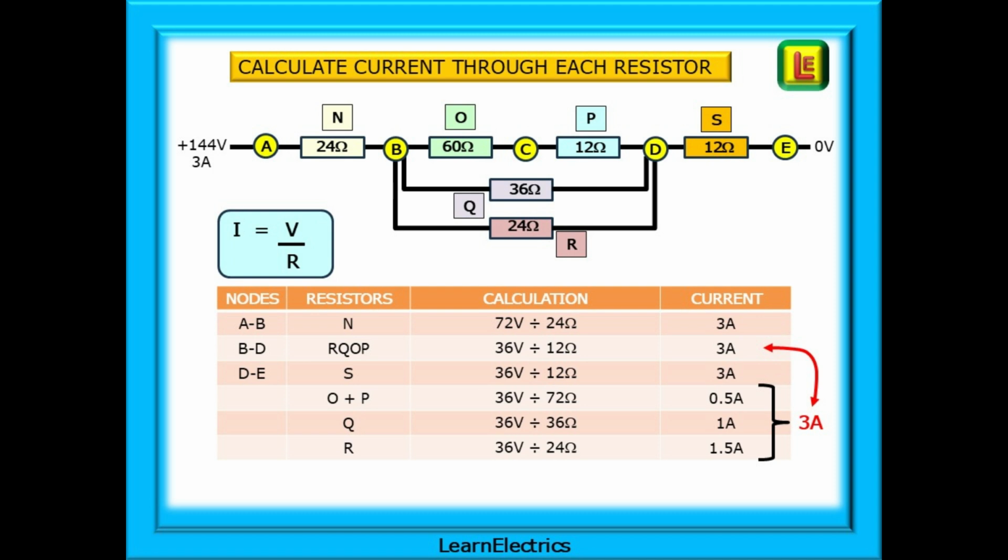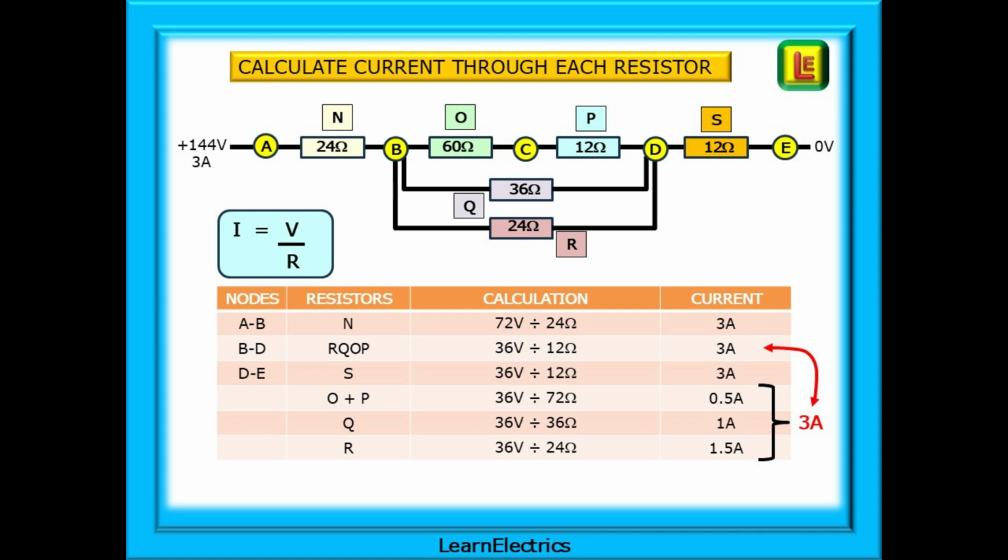This brings us to nodes B to D, which again must have the full circuit current of 3 amps flowing through. But what of the individual resistors? They will be different, but must all add up to 3 amps. Resistors O and P are in series, so must have the same current share of the 3 amps.